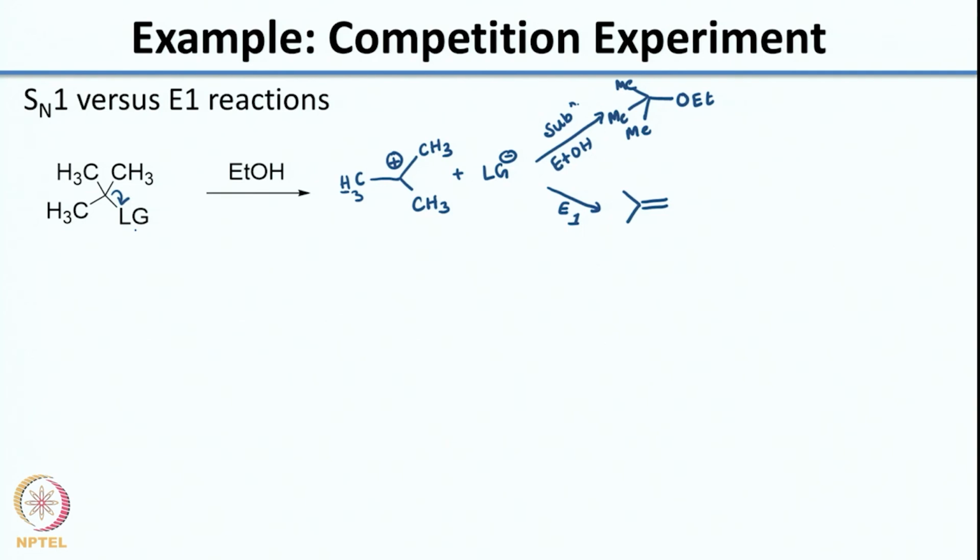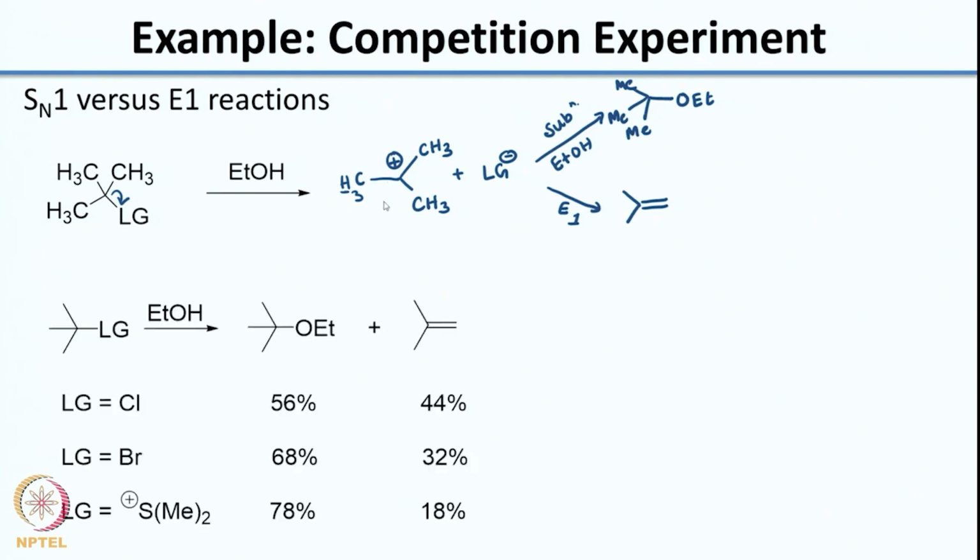So, just to repeat, you are generating a carbocation irrespective of whichever leaving group you choose. Now, once you generate the carbocation, it can undergo either substitution or elimination. So, what I am saying is, if you have the same nucleophile, the extent of substitution and elimination should be technically the same. So, here is what was observed. Here the leaving group was varied, and what you see is the ratio of the products actually changes.